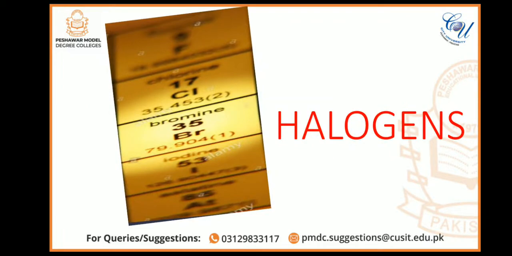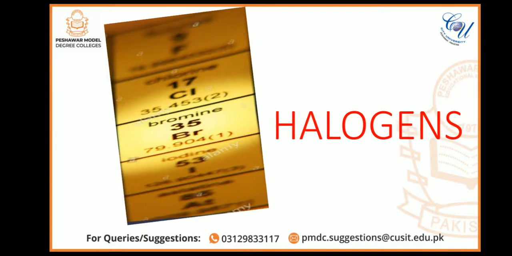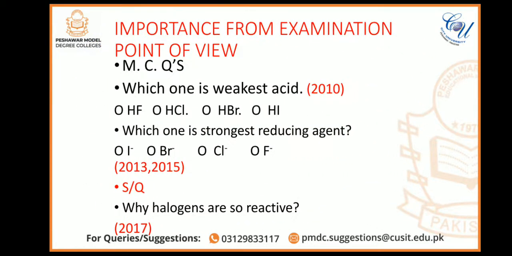Today the topic of our lecture is halogens, which is taken from the Chemistry second year textbook, Chapter 13, S and P block elements. It is a very important topic from the examination point of view, as MCQs and short questions have been asked in BISE Peshawar in the years 2010, 2013, 2015 and 2017.